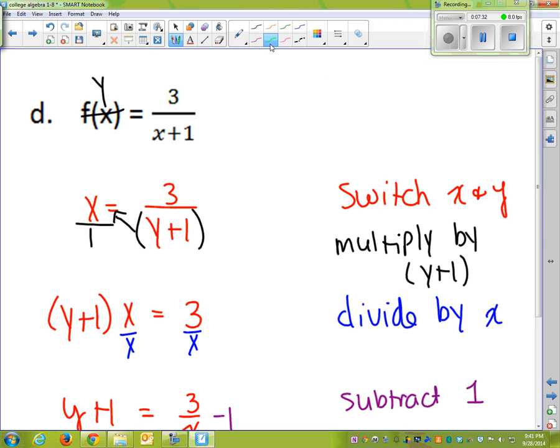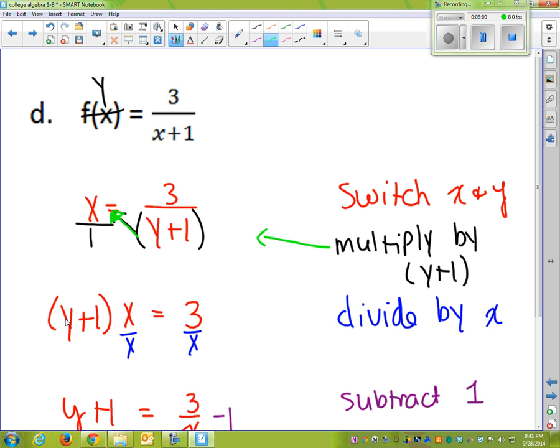All right, let's see how you did. I switched out the x and the y. I multiplied everything by y plus 1. I had set them up as two different fractions, so to get it out of the denominator, I moved it up into the numerator. So I now had y plus 1 times x.